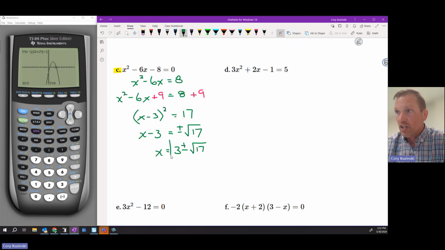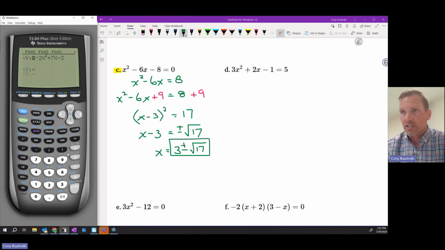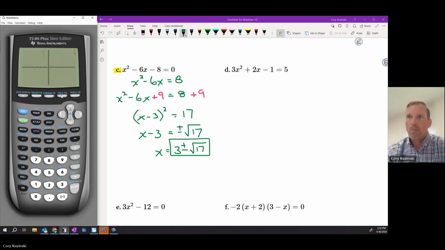That wasn't so bad. Could I use the quadratic formula with a value of 1, b value of negative 6, c value of negative 8? Yeah, I could have. I kind of like completing the square, especially when the lead coefficient's 1. Let's graph this thing and see how it works. x squared minus 6x minus 8. Graphing it.